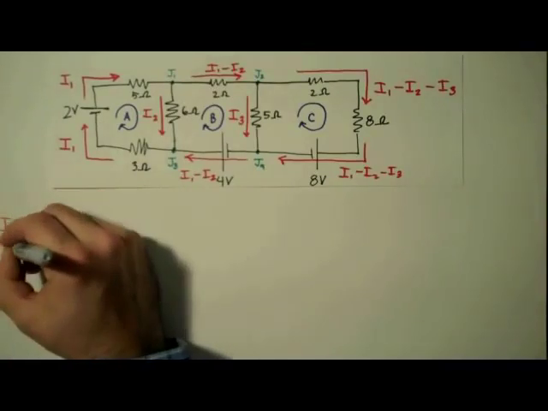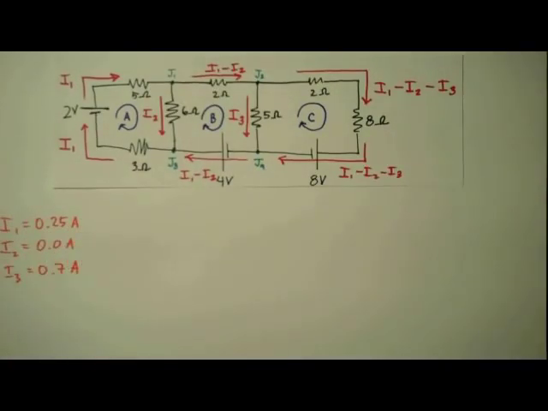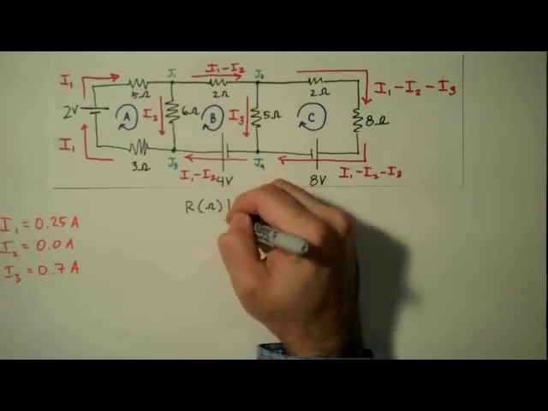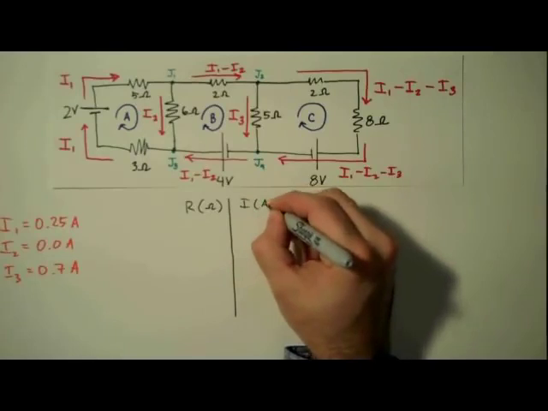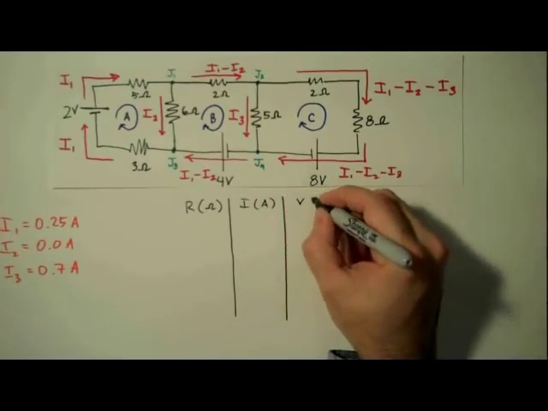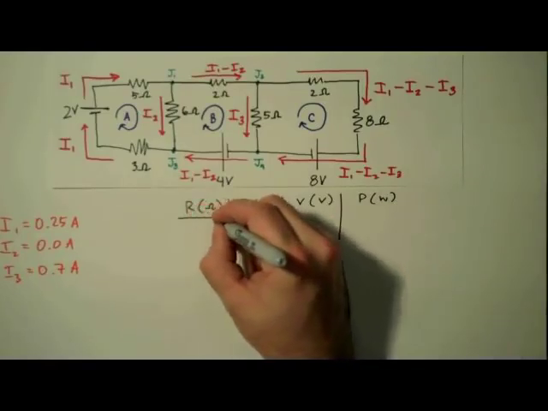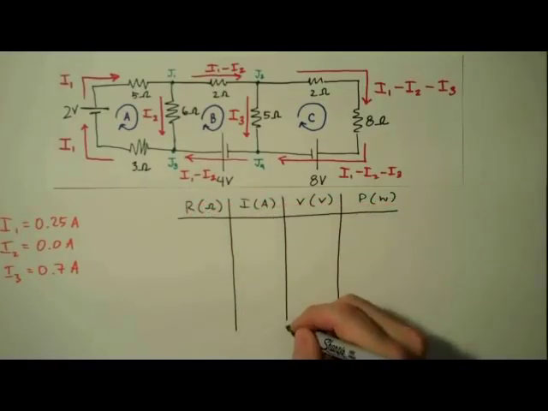Okay, so the last thing we're going to do here is set up a solutions table. This table will not only allow us to organize our results, but will make our final calculations much quicker. So in the first column we'll have resistance, second column current through the resistor, third column voltage across the resistor, and last column power dissipated by that resistor.